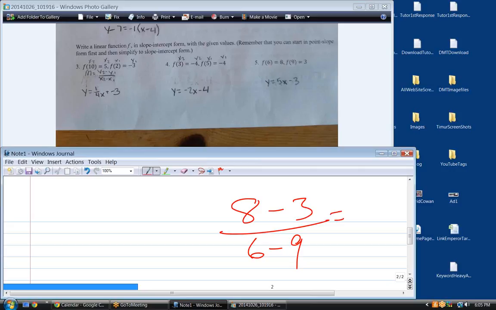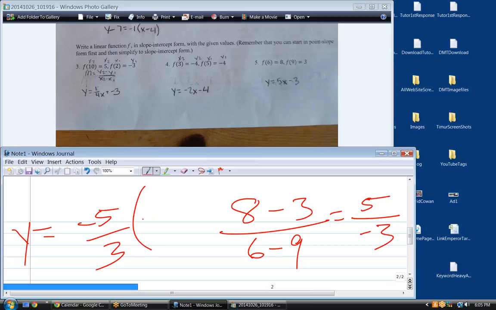Well, what's that equal to? And then that's equal to 5 over negative 3. So that's the slope, minus 5/3. So your answer is going to be y equals minus 5/3 times x and all the rest. And not that all the rest is insignificant.